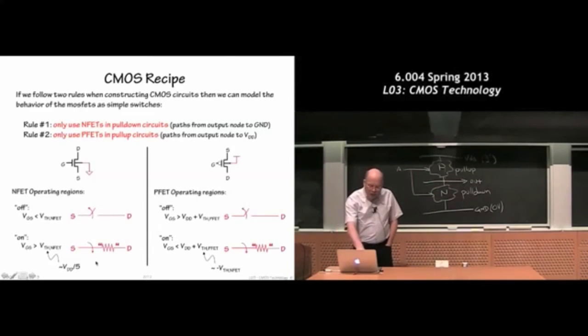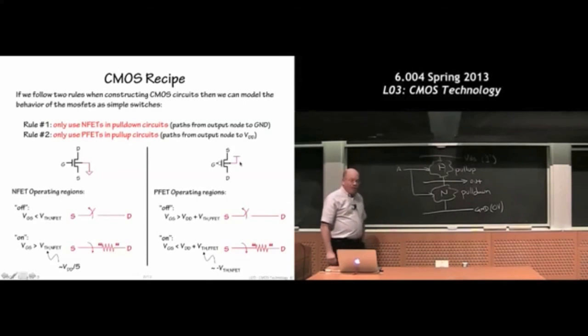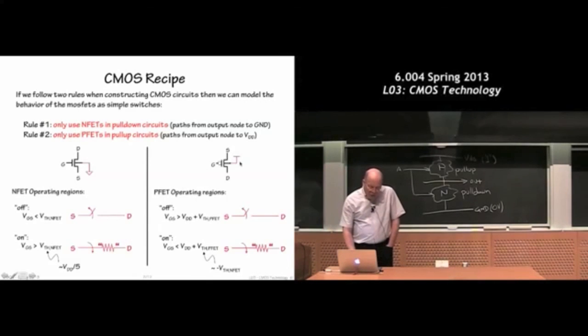Okay, and notice that the bulk terminals here for both the N device and the P device are connected to keep the PN diode junction reverse biased.